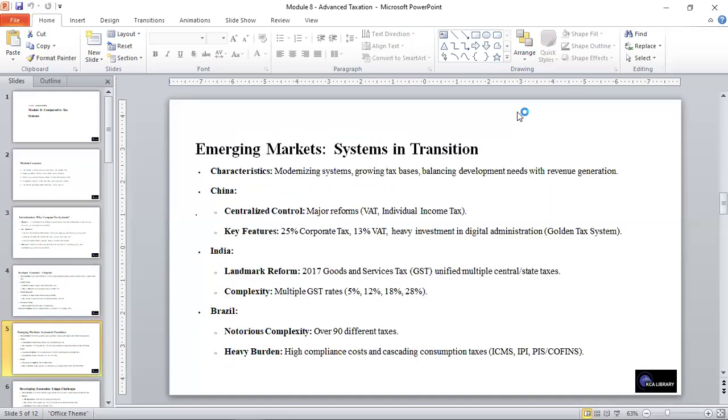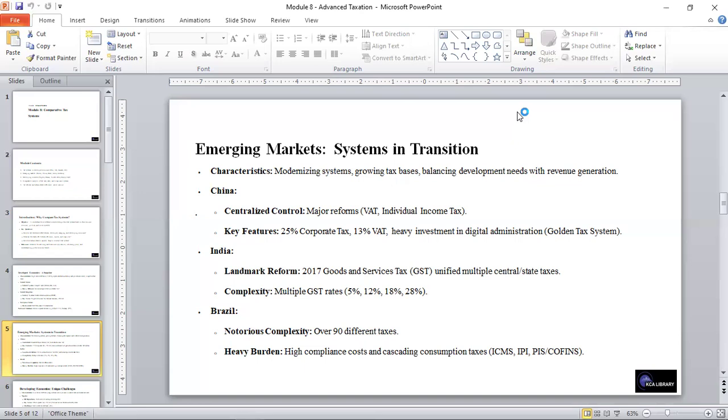Emerging markets are characterized by modernizing systems, a growing tax base, and balancing development needs with revenue generation. An example of this is China, which offers centralized control where major reform is being carried out on VAT and individual income tax. Key features are a 25% corporate tax, 13% VAT, and heavy investment in digital administration in terms of the Golden Tax system.